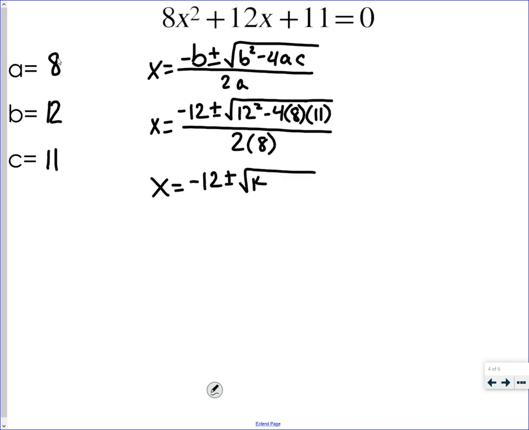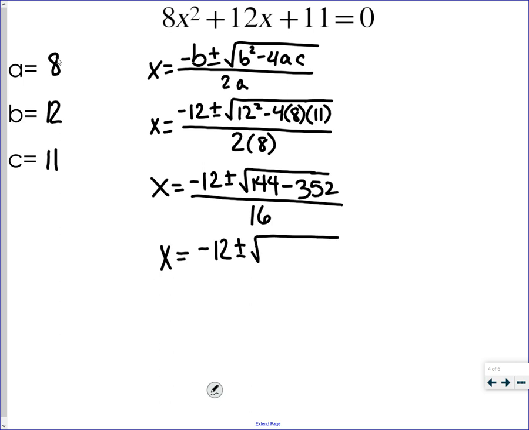12 squared is 144. This time there's no other negative, so I'm just going to leave that as a subtraction. 4 times 8 is 32 times 11 gives me 352. When I simplify that stuff in the radical, I would have 144 minus 352. That's going to be a negative 208.